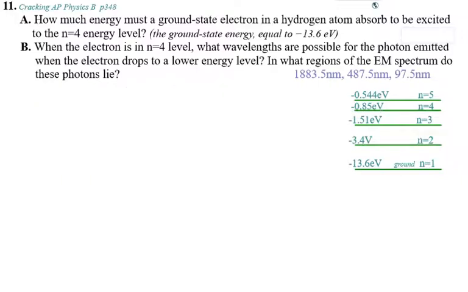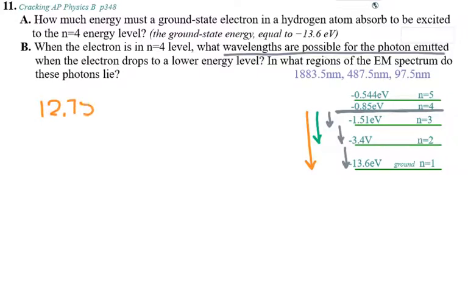Now, if the electron is already on the 4th level, what wavelengths are possible for the photon to emit when it goes back to the ground level? You could go this way, this way, or this way. Or you could go from the 4th to this one and then down, which I can avoid calculating because I already have the gray one. Or you could go straight down. If you go straight down, we just calculated that number: the energy is 12.75.